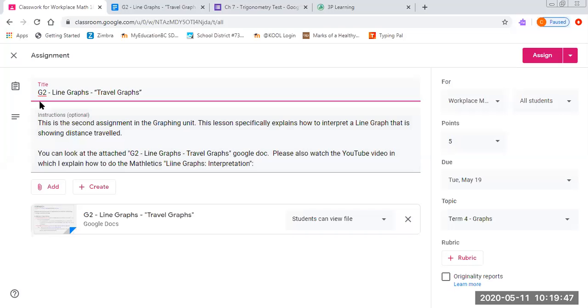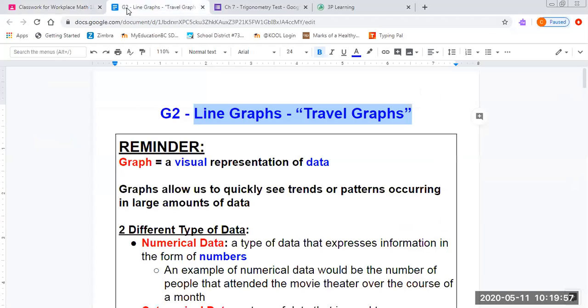Today we're going to be looking at the second part of our graphing unit, which is going to be discussing line graphs again, but this time in the context of line graphs that show travel or distance traveled. So the assignment that you'll be seeing in Google Classroom is called G2, and it's line graphs, and the actual Mathletics assignment is called travel graphs. So let's get into this.